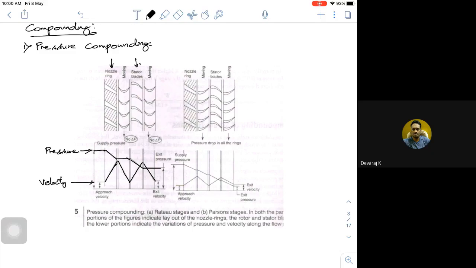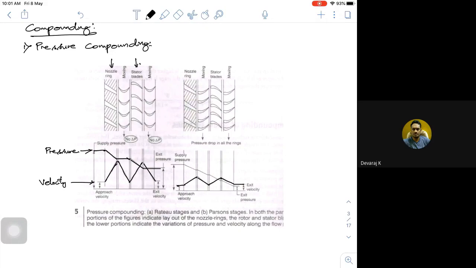Okay, pressure compounding. You can see that the right side also has the same thing. See, it all depends on the velocity. So on the left side I have the Rateau turbine, and I have your Parsons turbine. Look at this, it enters at some velocity, it may be slightly increasing, then it is absorbed, then it goes. So one thing is common here. The fluid enters at a particular velocity, and the entry velocity and exit velocity of your scheme may be the same in case of a pressure compounding.